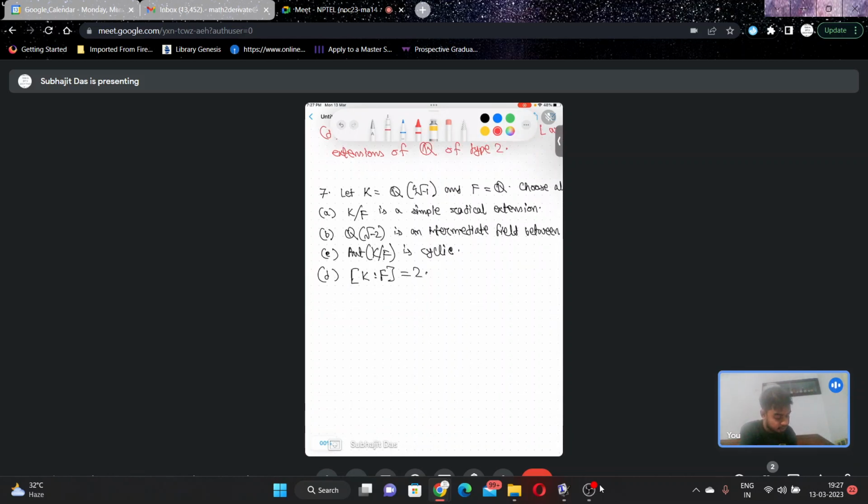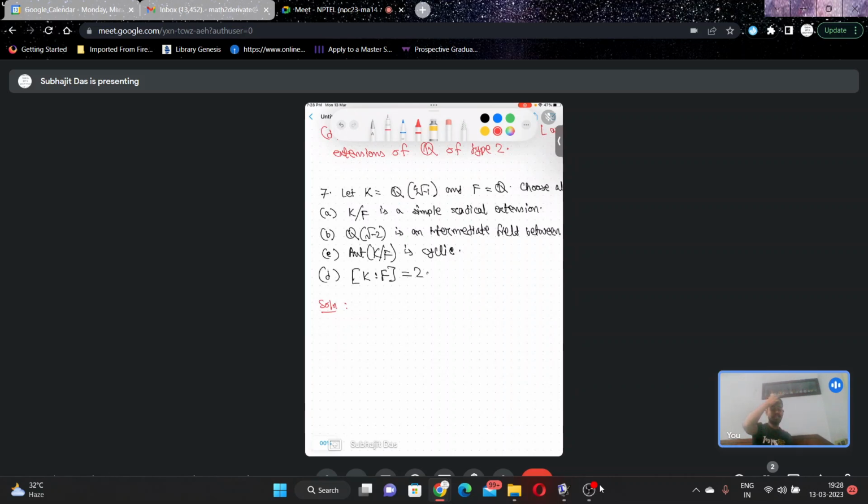So let us solve this one. Let's read it once again. We take K to be equal to Q adjoin the fourth root of minus 1, right? So what is the fourth root of minus 1? And we take F to be Q. So we need to first of all determine whether K over F is a simple radical extension.